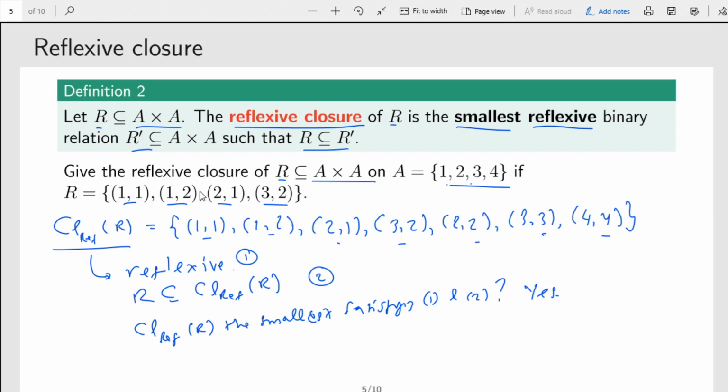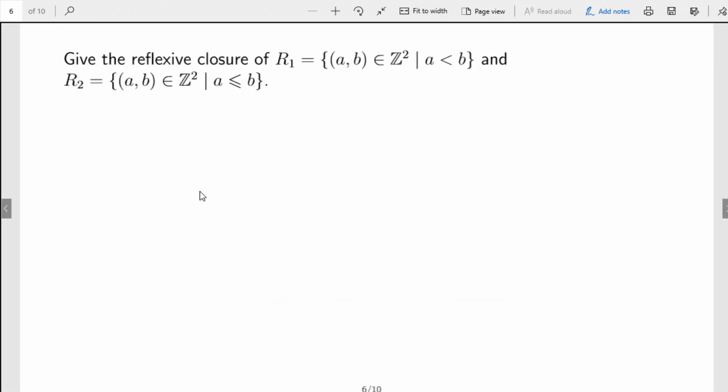Now let's do some exercise. You're given two relations, R1 and R2. R1 contains pairs of integers (a, b) such that a is less than b, and R2 contains pairs of integers (a, b) such that a is less than or equal to b. So give the reflexive closure of both.